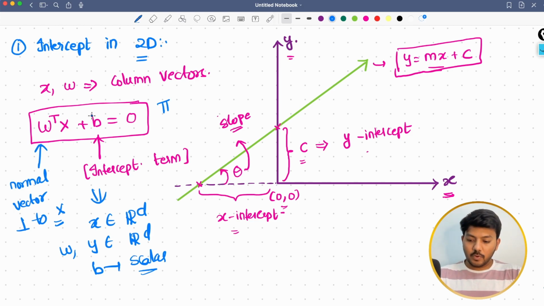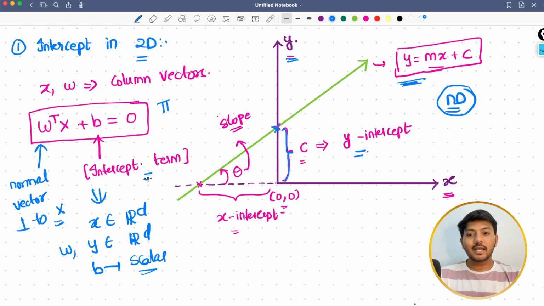Given this equation, in the case of 2D, I am saying that this c is my intercept and it is on my y-axis. Clear? And what happens if it is n dimensions? Does this intercept belong to only one axis or to multiple axes? How are we going to visualize or understand what is happening? That is the intuition of this video. I want to give you clarity on what an intercept is and what the intercept term is, how you can visualize it in n dimensions, and why in 2D we call it the y-intercept. We will answer all of those questions.